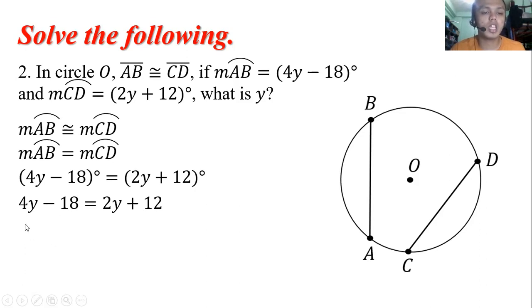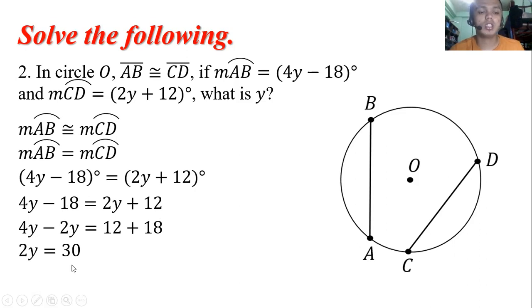Transpose 12 to the other side, and 2y to the other side. You have 4y minus 2y equal to 12. Transpose negative 18 to the other side, we have positive 18 here. 4y minus 2y is equal to 2y. 12 plus 18 is 30. Then divide both sides by 2. Cancel this out. Your y here is equal to 30 divided by 2, which is 15. Okay? So, that easy, right?